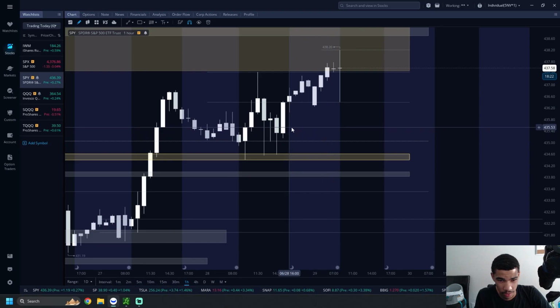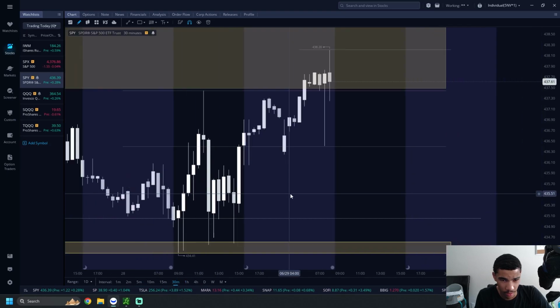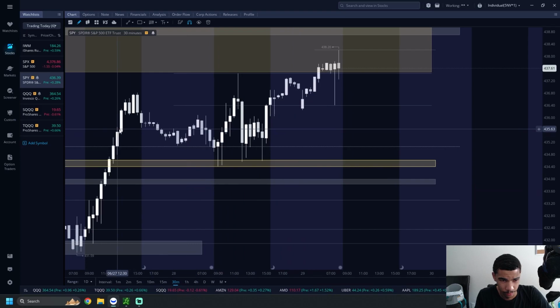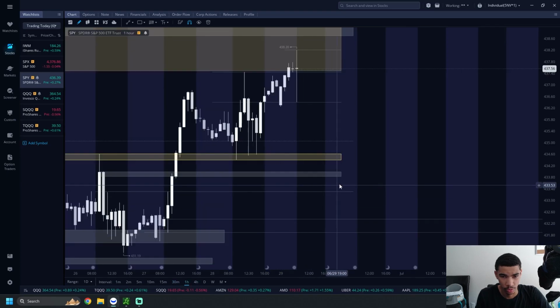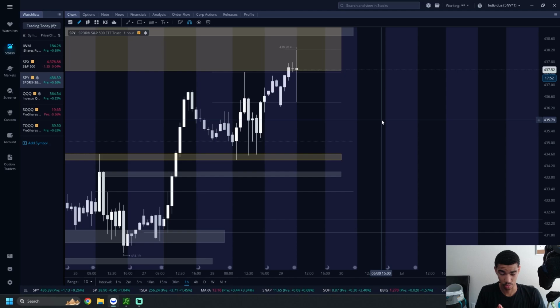We see any other interesting pieces of price action? Not really. Yeah, nothing too notable. So these are going to be our levels and zones that we're going to be watching today for June 29th, 2023.